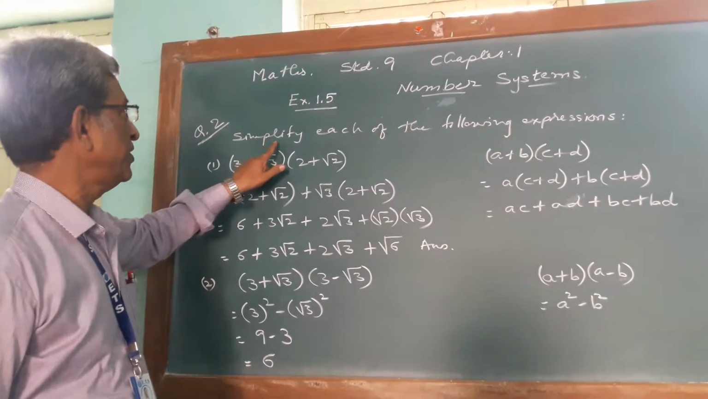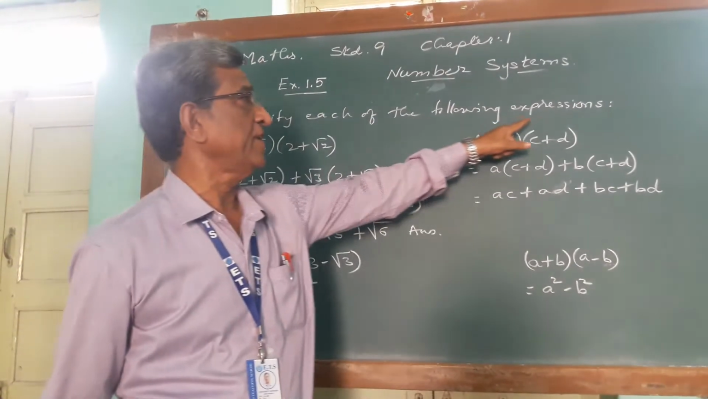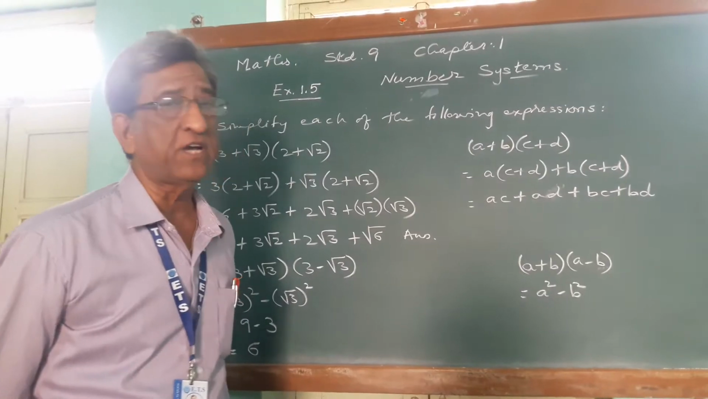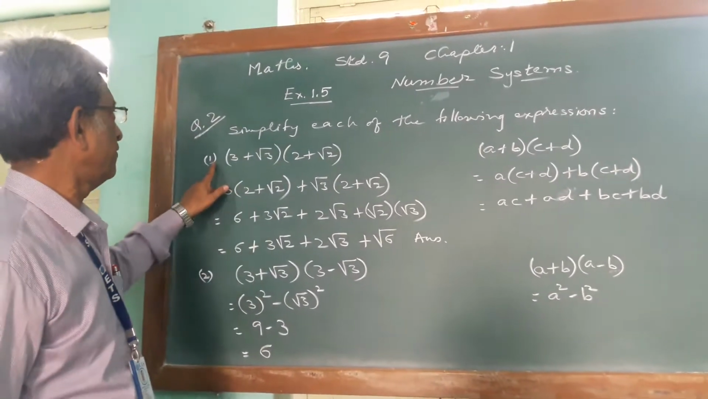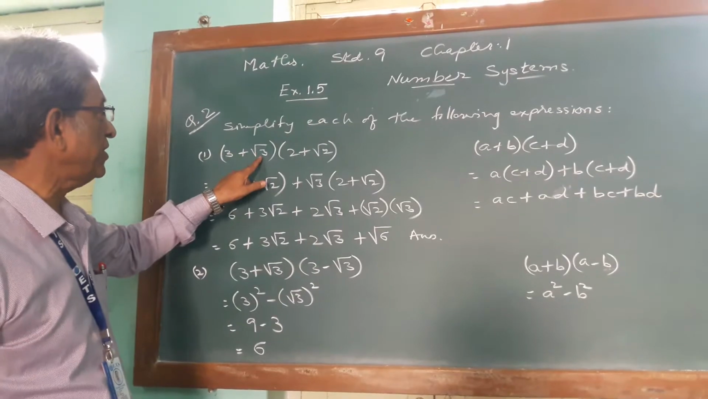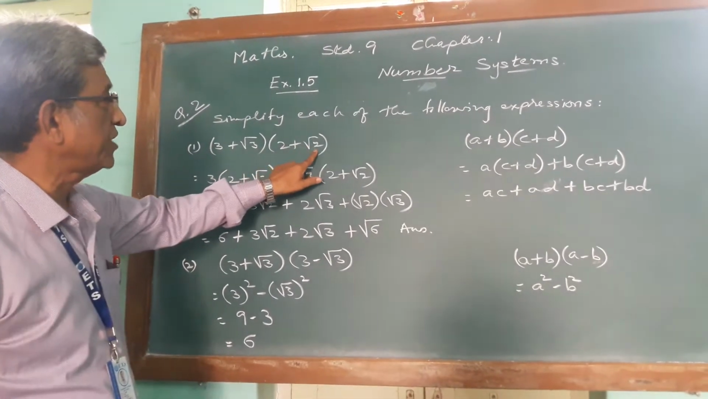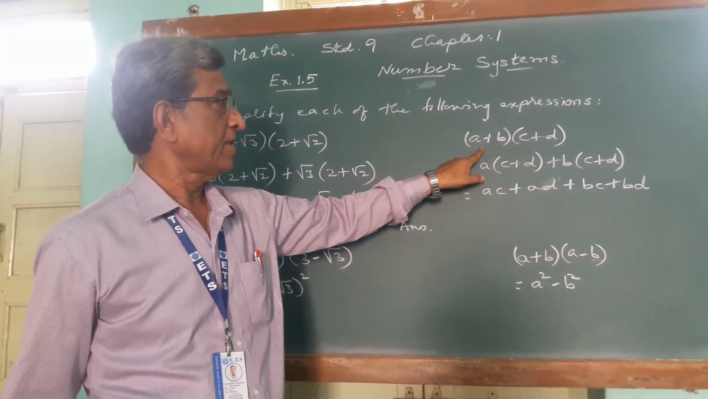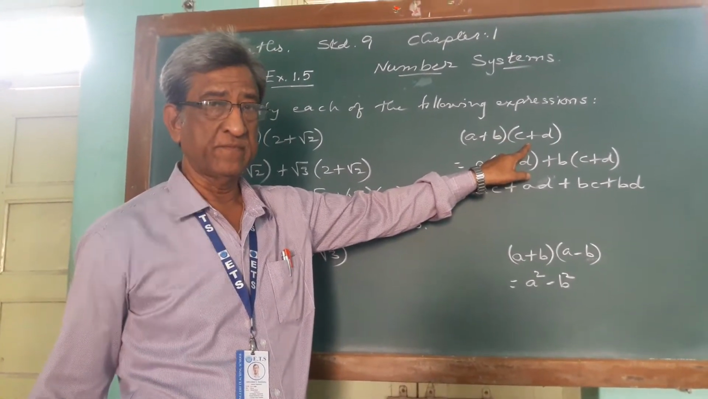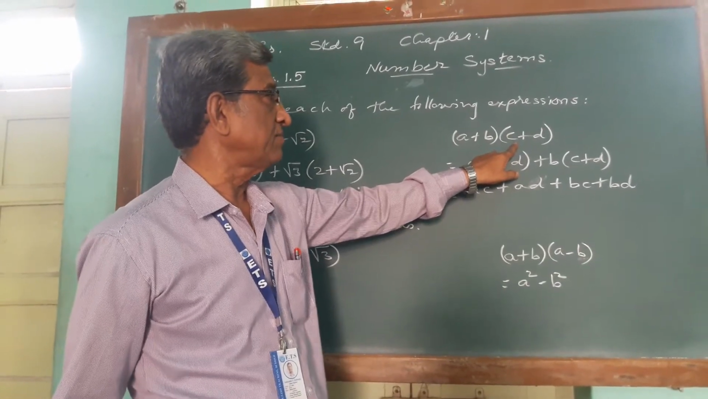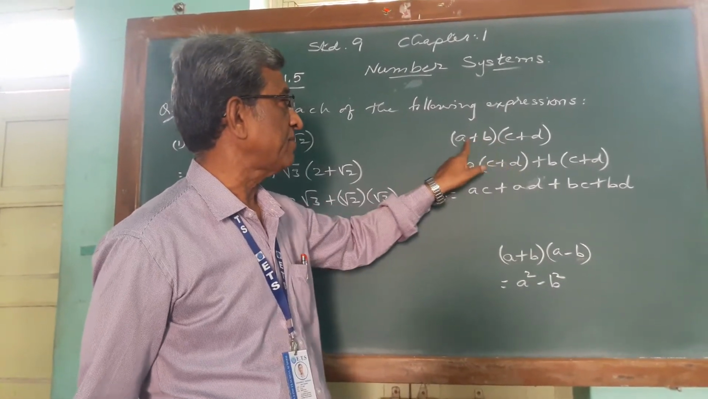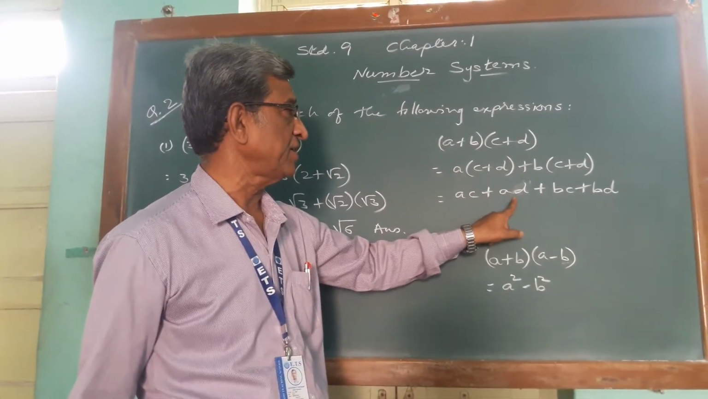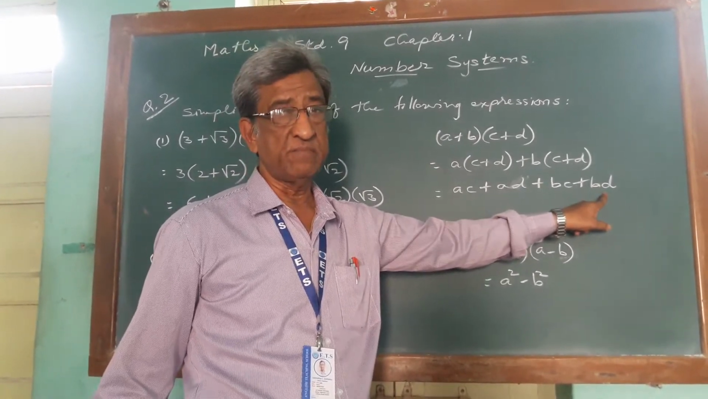Question 2. Simplify each of the following expressions. Now here you have to simplify these expressions using the identities. First one is 3 plus root 3 into another bracket 2 plus root 2. You have studied this formula in the previous standard: (A plus B)(C plus D). You have to multiply this bracket by A and again by B. So you will get AC plus AD plus BC plus BD.